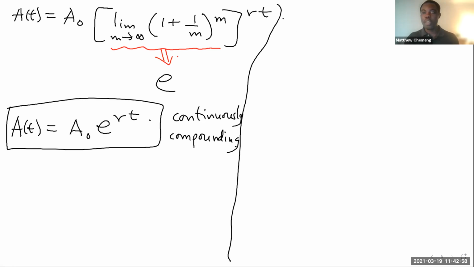Right. So back to the question of the investor who wants the best possible case, right? If you're going to compound it continuously, then what you have to do is just going to be 1,000 e to the what? 0.06 times the time, right? So that's all this is saying.